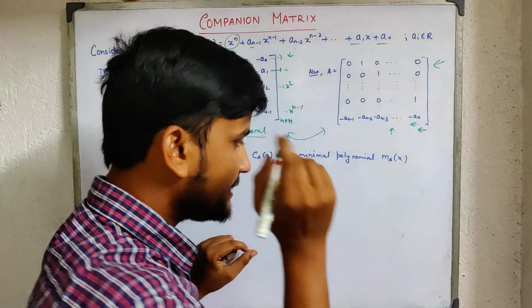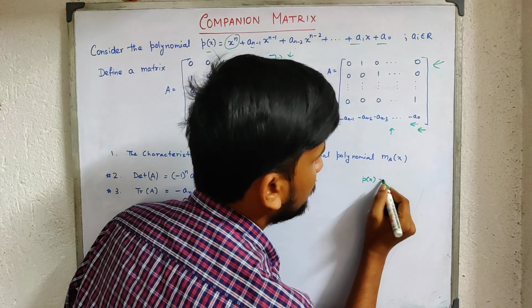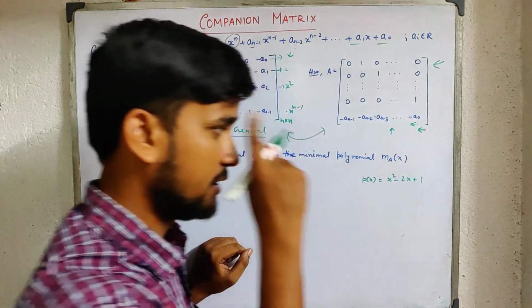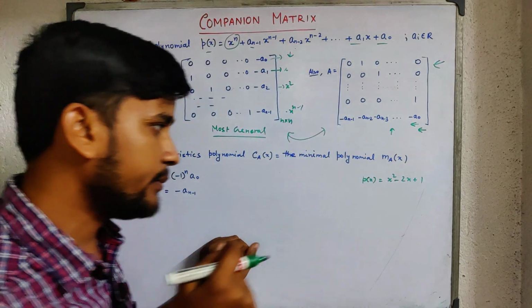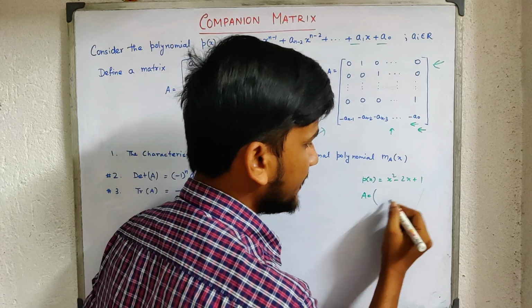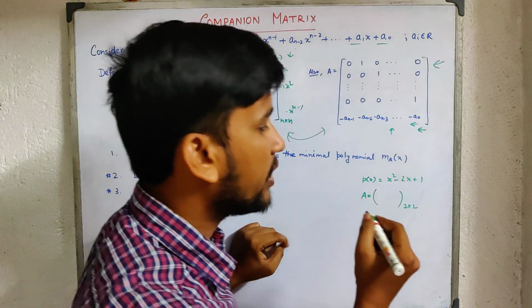Now if we take a general, very easy example, suppose p(x) equals x square minus 2x plus 1. So this is a 2-degree polynomial. Therefore, if we represent this with a matrix, the order of the matrix is definitely 2 by 2. Now how can we write this?